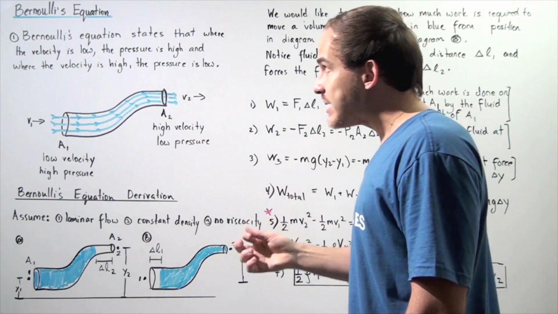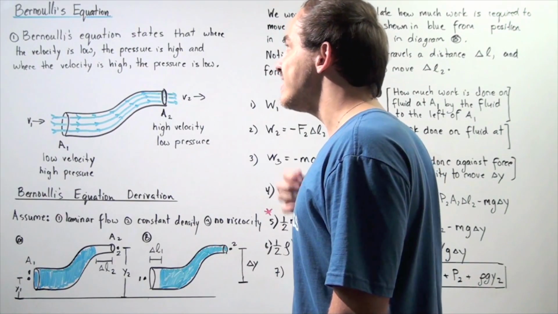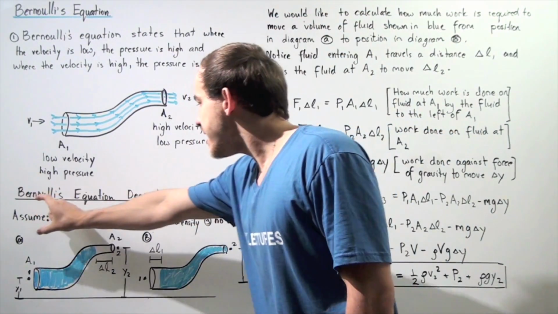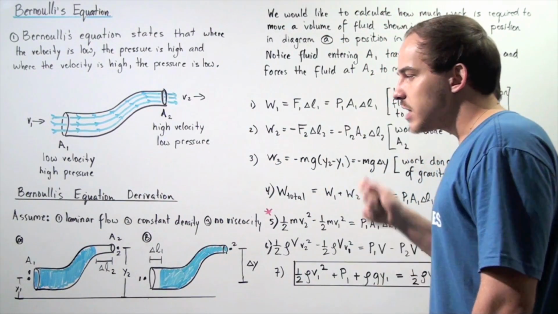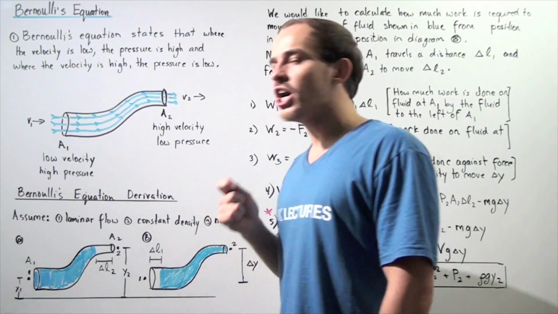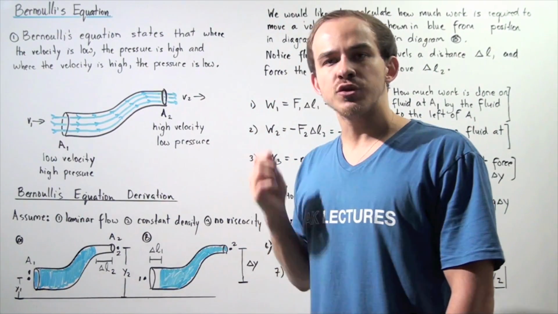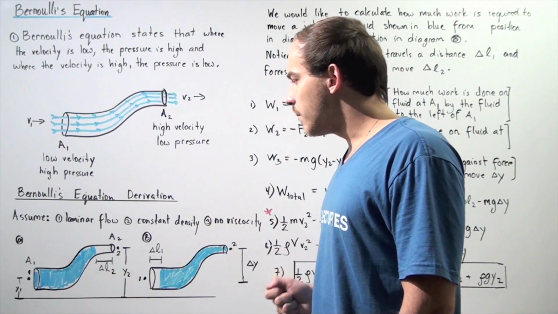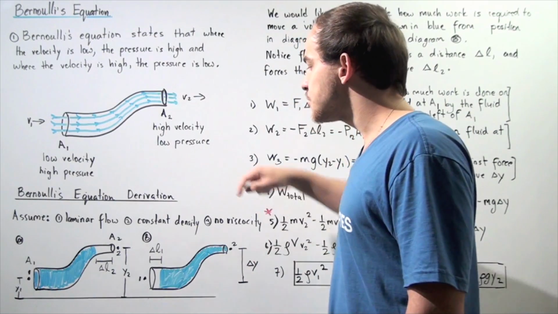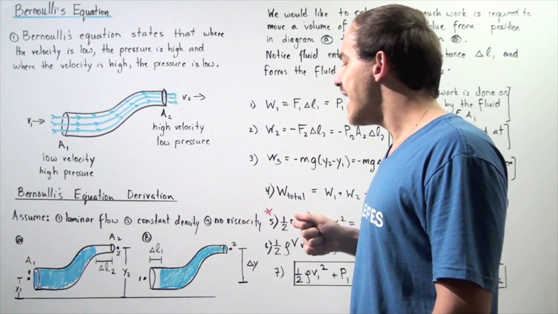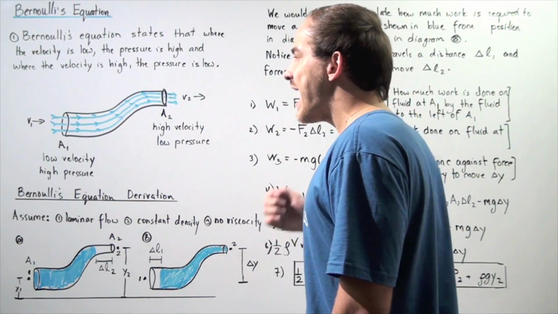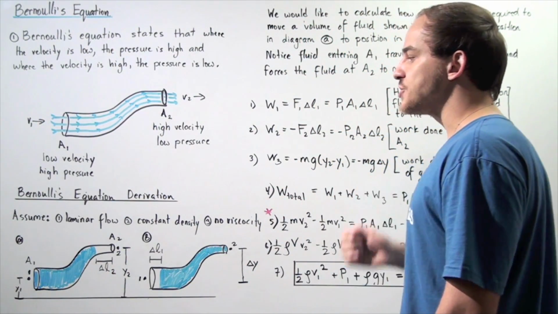Now, Bernoulli's equation also can be stated in equation form. And in order to derive our equation, let's make the following assumptions. Assumption number one is that the fluid we're looking at is undergoing laminar or streamlined flow. Assumption number two states that our fluid is incompressible, which means that we have constant density. And our assumption number three states that our fluid has no viscosity while it's moving.